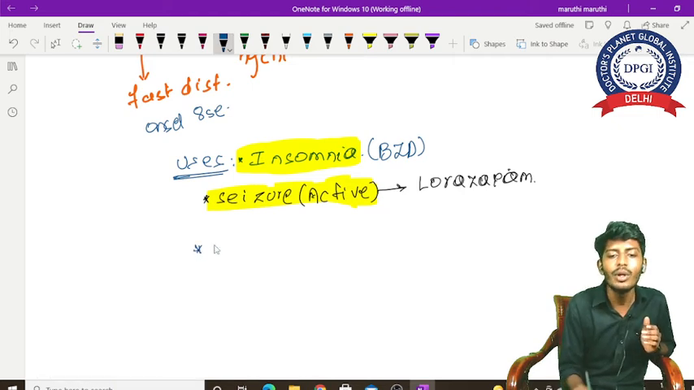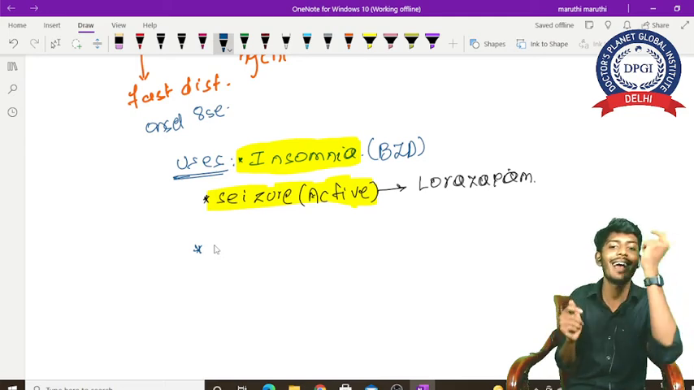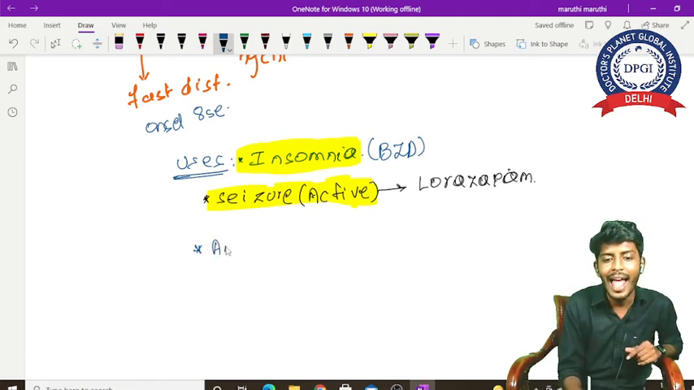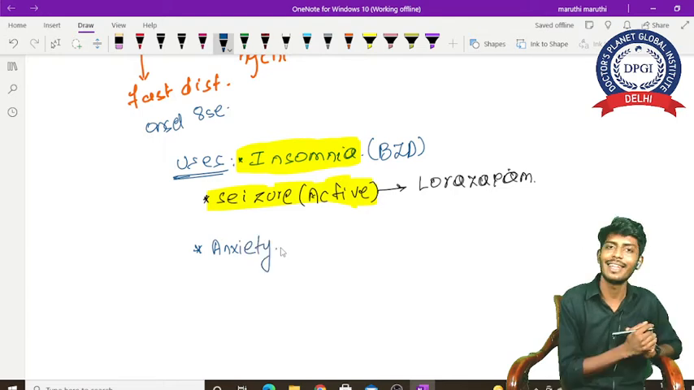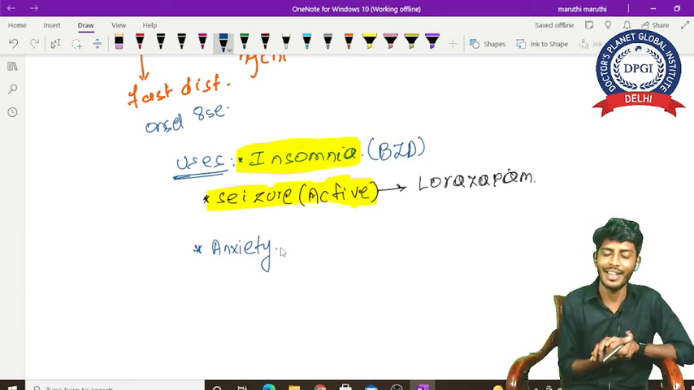You have forgotten the heading itself. What is that? Anxiety. Very good. They can be used in an anxiety state, in the treatment of anxiety itself. So these are the uses of benzodiazepines. Got it.